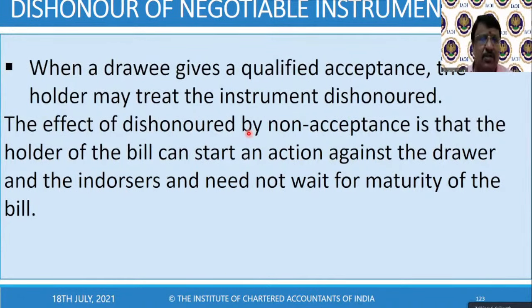So, the effect of dishonor by non-acceptance is that the holder can start an action against the drawer. Okay, he can treat it as dishonored. I got a bill for 5 lakhs, presented for acceptance. He is accepting for 2 lakhs. Straight away, it's dishonored, and I can file a suit against the drawer and endorsers, and need not wait for the maturity of the bill.